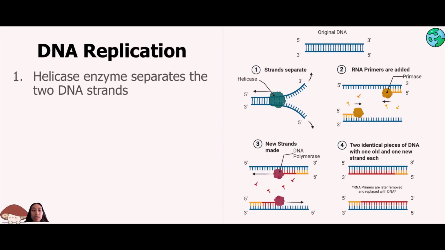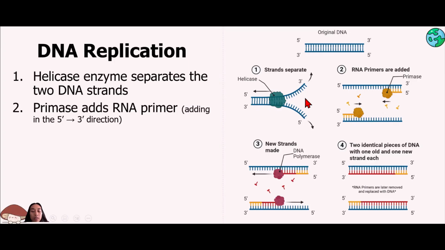So the first step in DNA replication is this enzyme called helicase is going to separate the two strands. So DNA, remember, is double-stranded. We're going to separate those two strands. And again, we're keeping track of where the 5' to 3' directions are, but for now it doesn't really matter. So that's the first step.